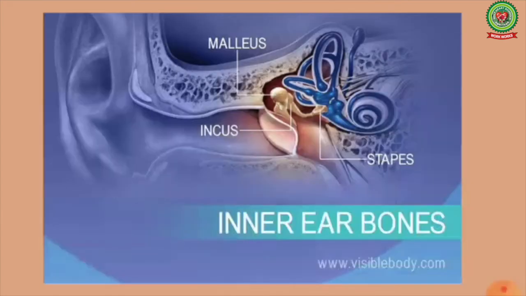In this image, we can see the bones of the inner ear, the ear ossicles. The ear ossicles are 6 in number. These are very small bones. 3 ear ossicles, malleus, incus, and stapes, are present in each middle ear. These bones help in conveying sound waves from the external to the internal ear.